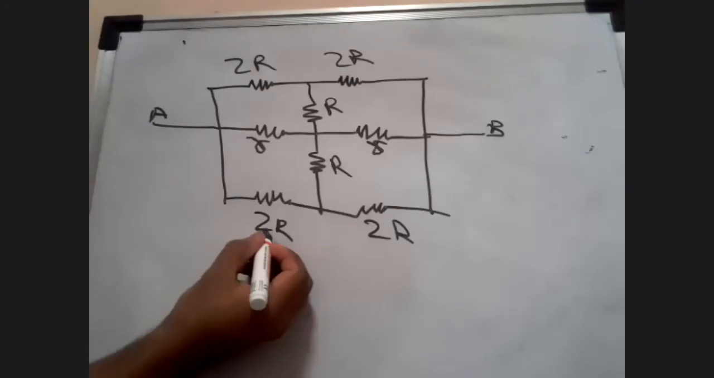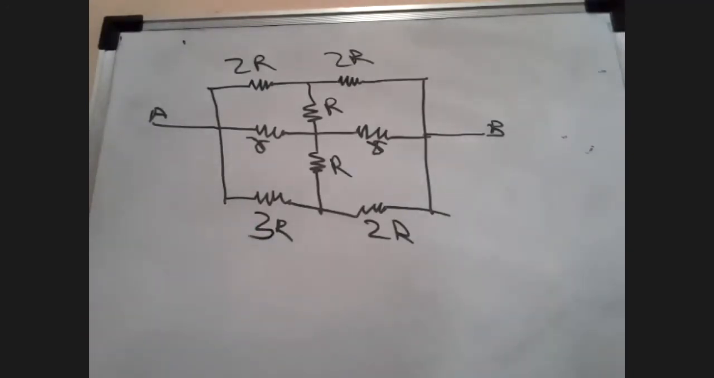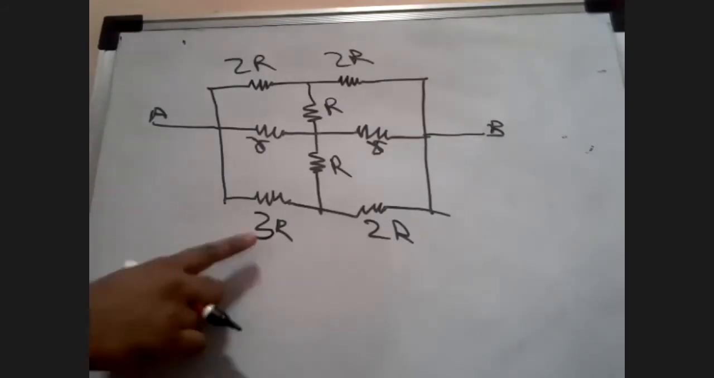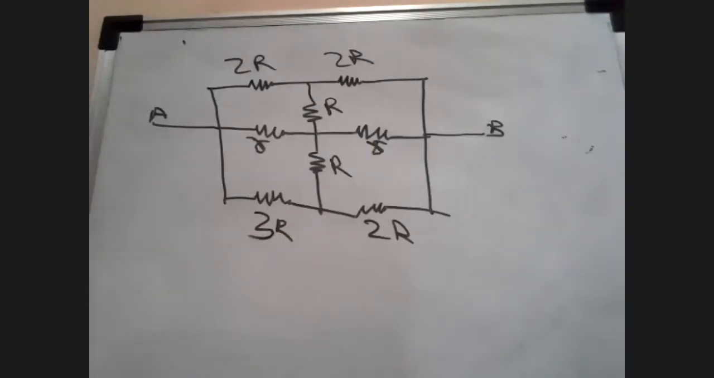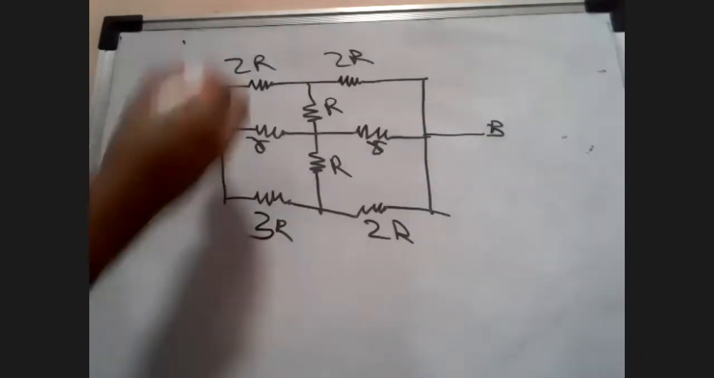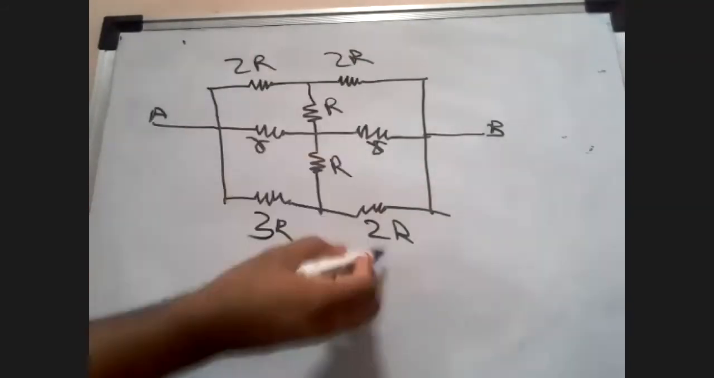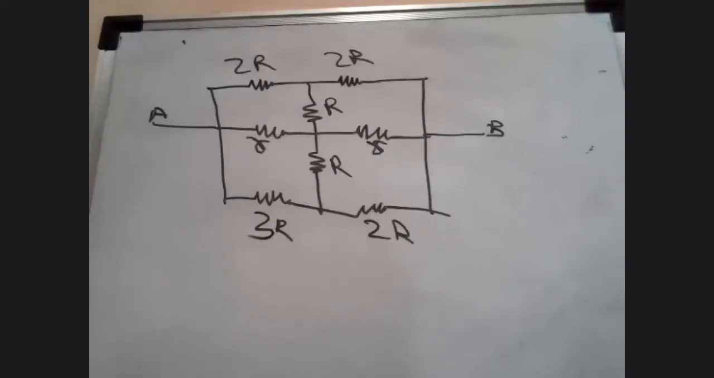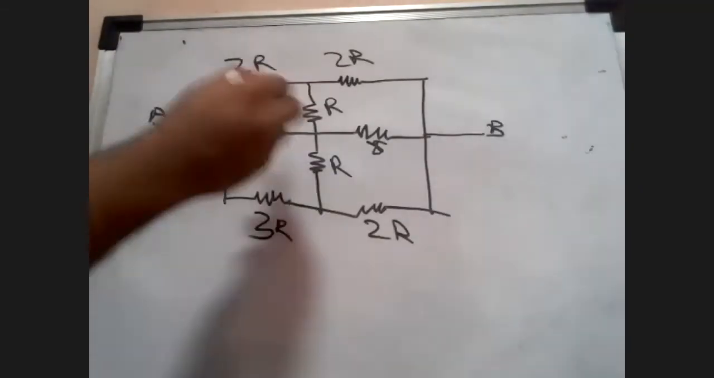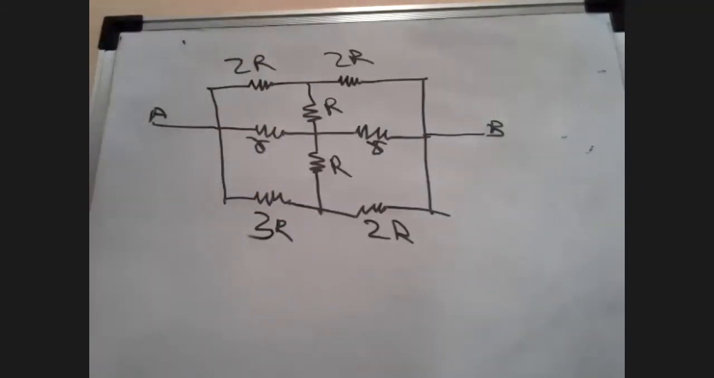Suppose this was 3R. Then can we apply it? No, the answer is no. Although everything looks symmetrical here, if the resistor here is different, the ratio of this entire circuit changes. The ratio of this is not equal to the ratio of this, or any diagonal also. If they are not equal, don't make the mistake of applying the Wheatstone bridge concept and eliminating the resistors in between.